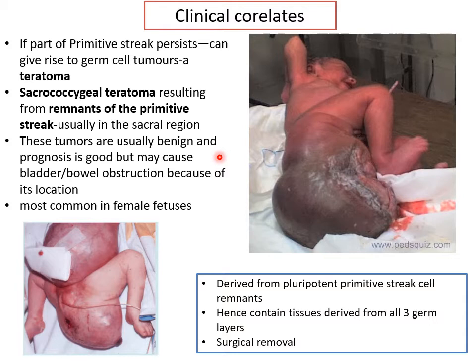They can be removed. The only thing is, if they grow so big, they might displace the anal opening, and that will have to be corrected because of its location in the lower region. It might obstruct. All that will have to be corrected. For some reason, it's more common in female babies, and of course, the treatment is surgical removal. So this is what happens if embryonic tissue, which is supposed to regress, persists for some reason. Obviously, it's a genetic mutation.